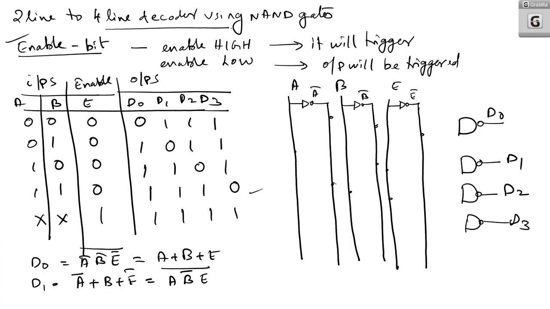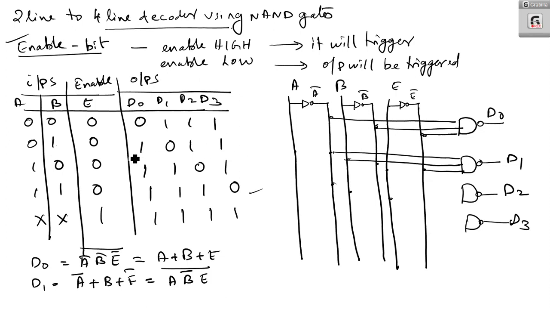Now what is D0? D0 you can consider as A bar B bar E bar, right? So it is A bar B bar E bar, the whole bar. Now what is D1? D1 is A bar B E bar, the whole bar.